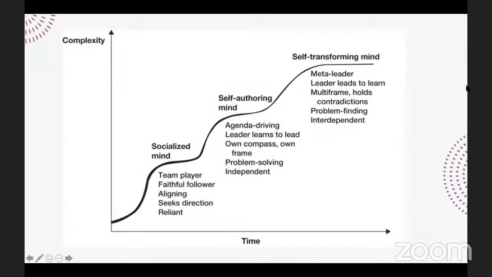Currently, the theory is we work in a space where most people are just operating on socialized minds. Now, this is what that looks like in a graph. Socialized minds are characterized by team players, faithful followers, they align, they seek direction, and they're often reliant on others. And it takes a lot to get from a socialized mind to a self-authoring mind. You'll see that this line squiggles a bit up and down. The thicker the line, the more presence in a population that there is of this type of mind.